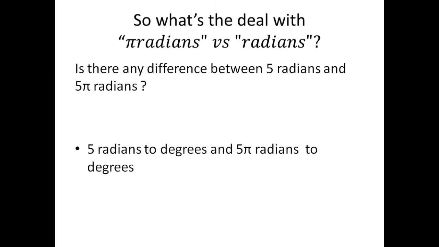So what's the deal with pi radians versus radians? Let's rephrase the question as follows. Is there any difference between 5 radians and 5 pi radians? Well, let's figure out the answer by converting 5 radians to degrees and 5 pi radians to degrees. If we end up with the same number, then 5 radians and 5 pi radians are the same.